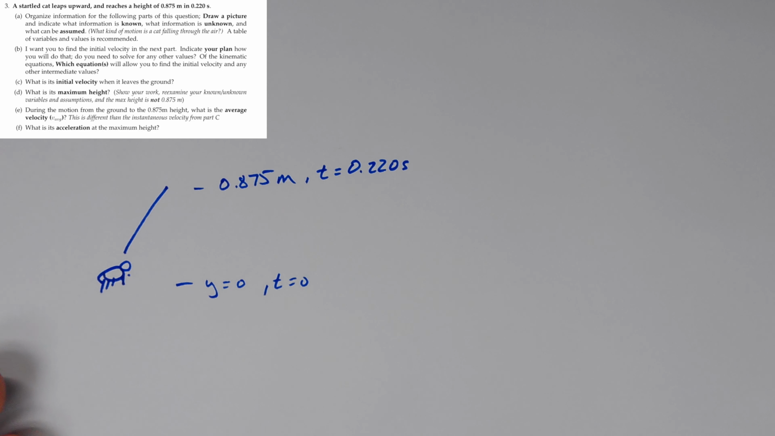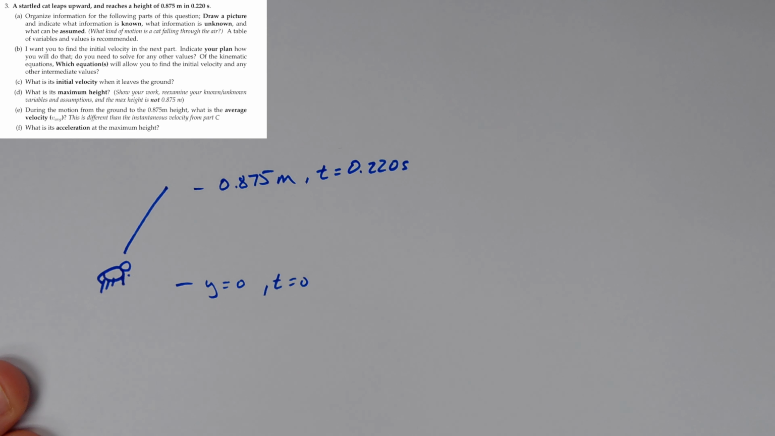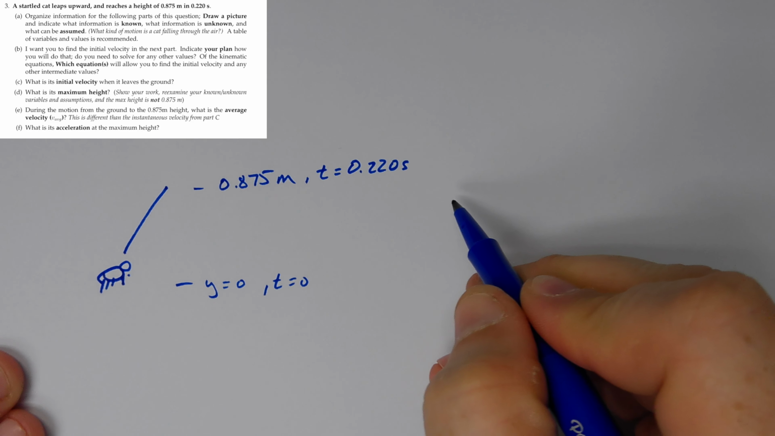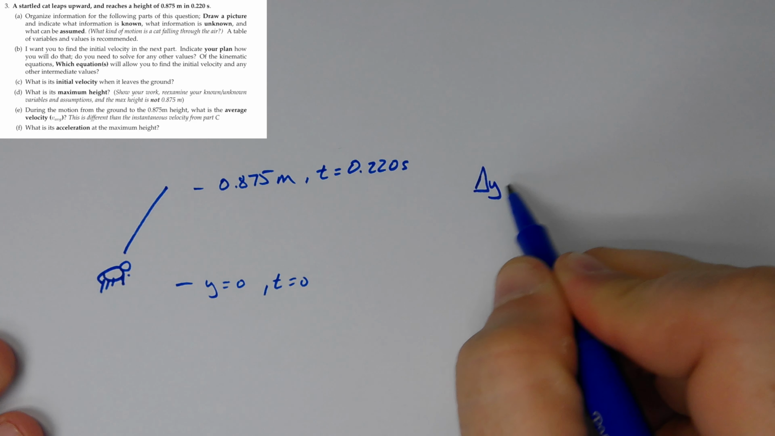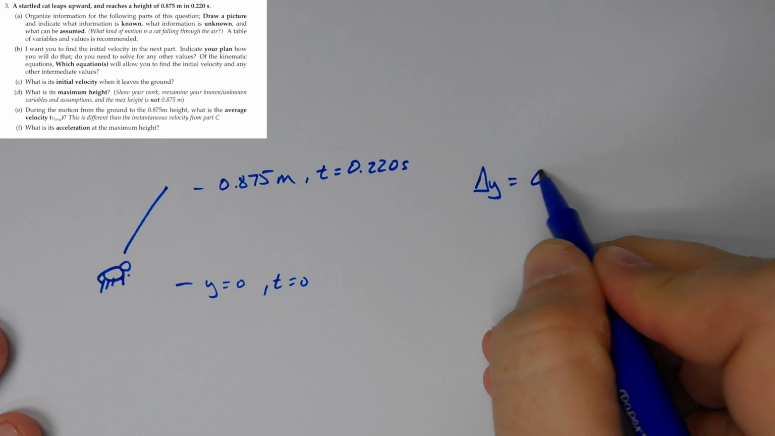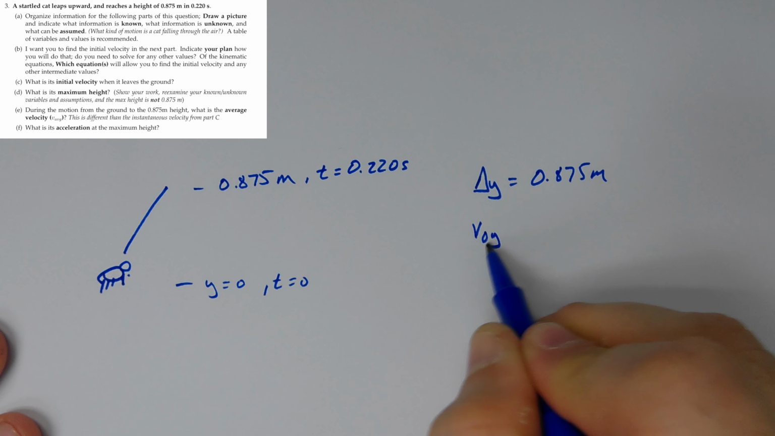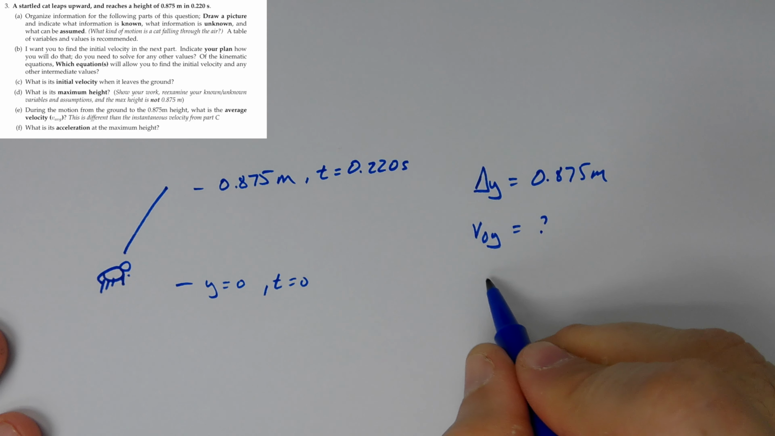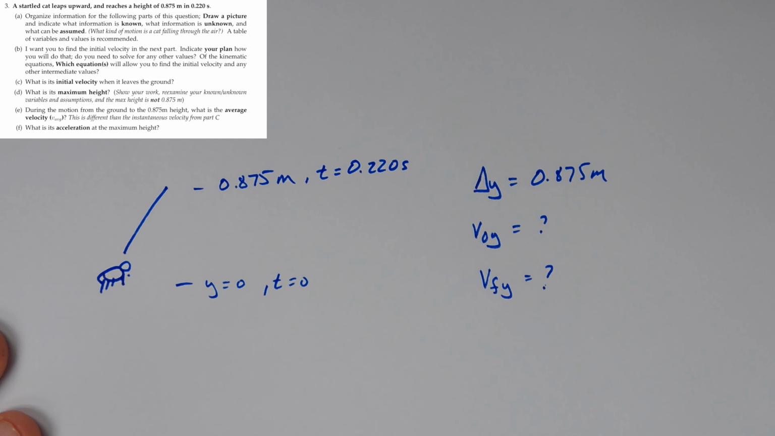This is our drawing. This is what we know. It goes to these places. What we don't know, this involves maybe let's make a table. We could do delta y. Right now it's 0.875 meters. V initial y, we don't know. V final y, we don't know. It's not 0, because in part D, when we get to the maximum height, that's where it will be 0.